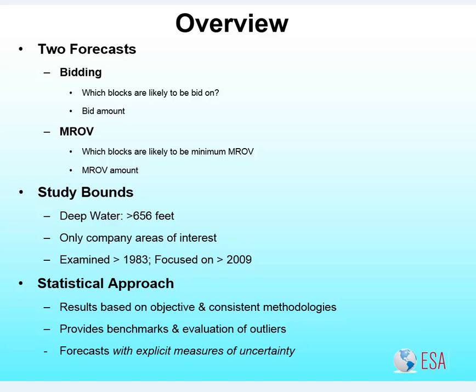So there are two main parts of the bidding forecast. One would be over the bidding, and the second would be over the MROVs. So on the bidding side, we want to know which blocks are likely to be bid on. And so we have created a model that forecasts a probability that a block will receive a bid. Now, if a block does receive a bid, the next most important thing to know would be the bid amount. And so we have another forecast that makes a prediction on the high bid amount for every single block.